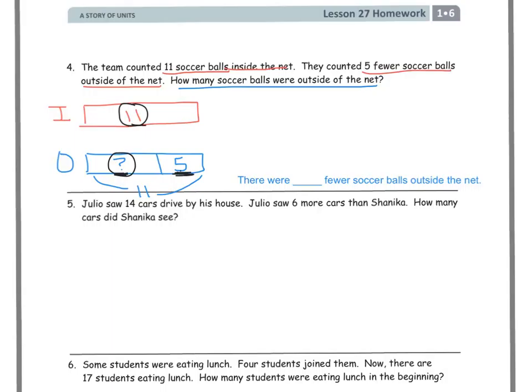So I have my whole amount of 11, and I'm going to subtract one of the parts, the part that's given, which is 5, and that's going to get me my other part, which is the number of soccer balls outside the net. I can use any strategy to go 11 minus 5, and I'll end up with 6. And we'll say 6 what? So we need to put that into our answer statement. There were 6 fewer soccer balls outside the net.